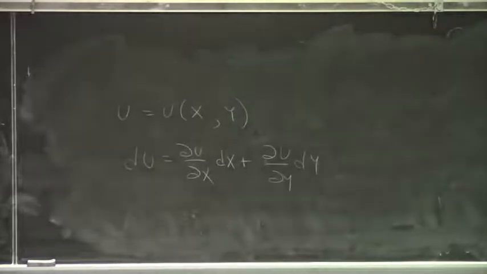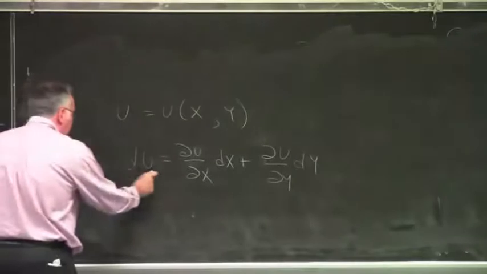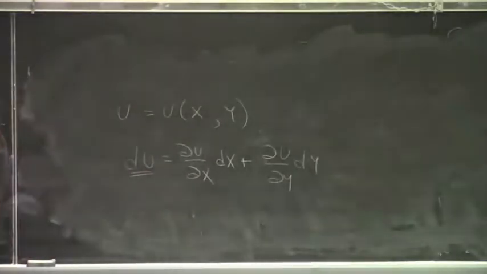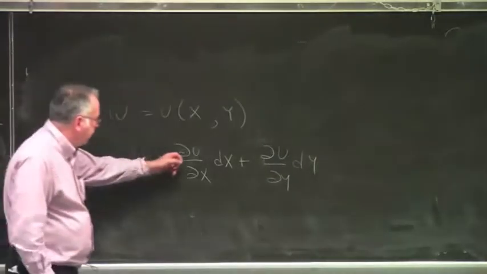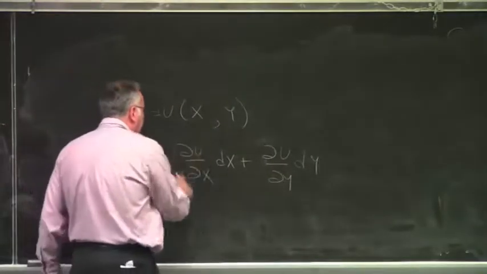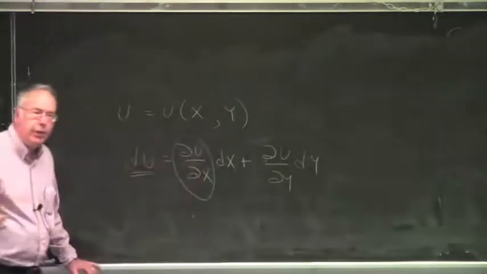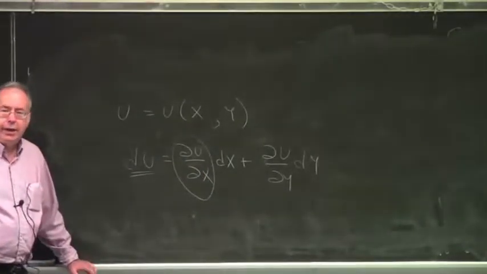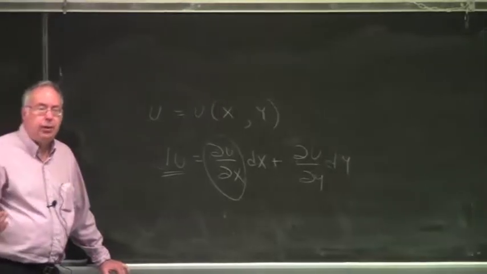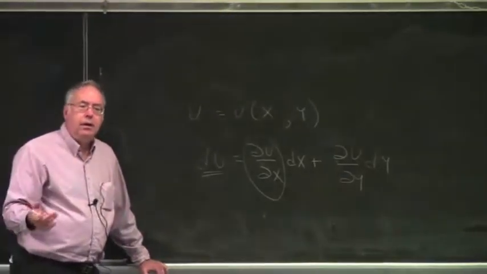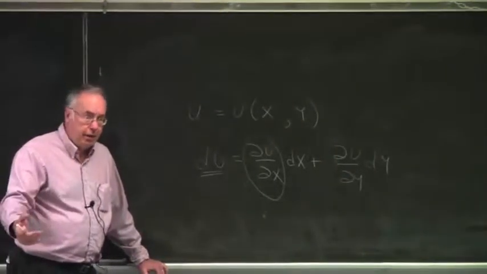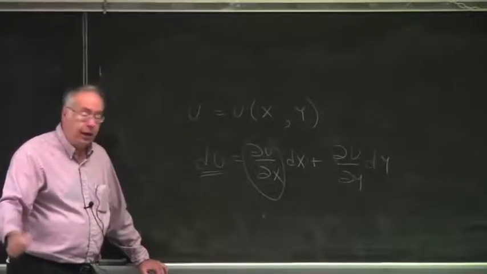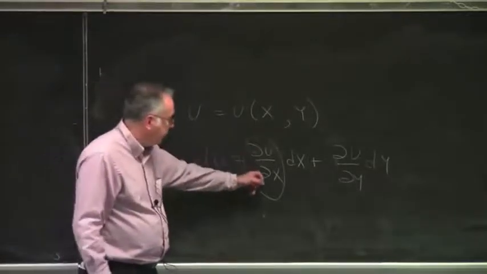format right here. And in words, what this is saying is du is the total change in utility. The total change in utility is partial u, partial x. What do we call that in economic terminology? Partial u, partial x, the marginal utility of x. It's just the rate of change of utility with respect to x.